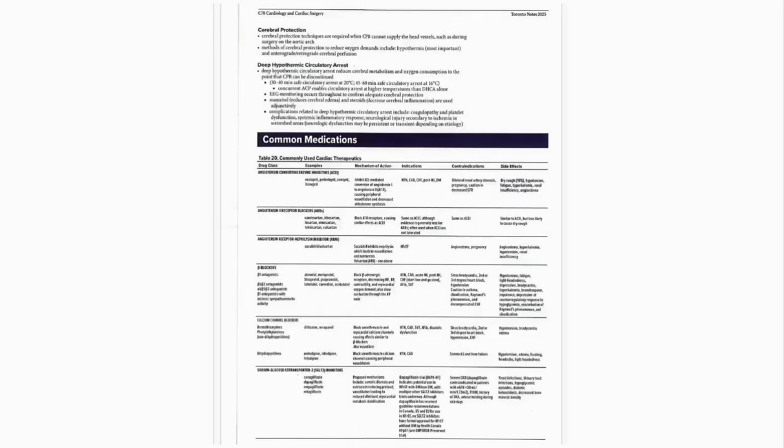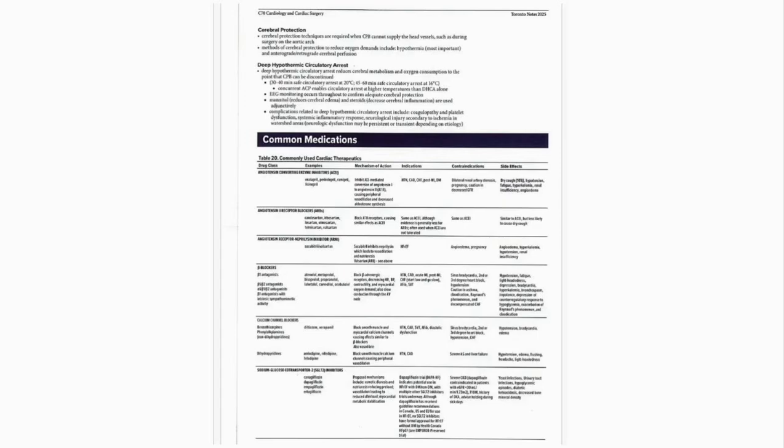Sodium glucose cotransporter 2, SGLT2 inhibitors. Examples include canagliflozin, dapagliflozin, empagliflozin, ertugliflozin. Originally developed for diabetes, these medications have become essential therapies for heart failure. Their mechanisms include osmotic diuresis, natriuresis, reduction in preload, lower afterload, and improved myocardial metabolism.